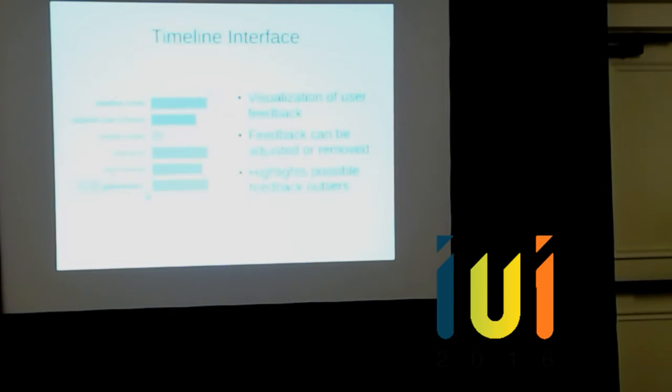In addition, we estimate the accuracy of each individual user feedback using a Bayesian user model and highlight feedback with low accuracy directly to the user so that the user can find the outlying feedback easily.